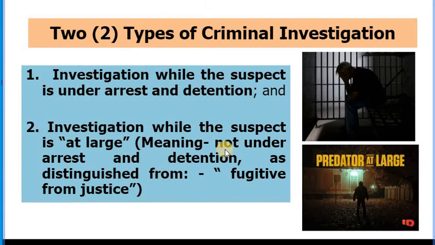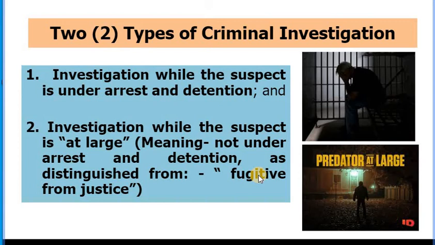So, ma'am, bakit sabi niya, meaning not under arrest and detention as distinguished from fugitive from justice? Pag sinabi naman kasi natin na fugitive from justice, ibig sabihin, criminal na talaga. Masasabi mong criminal ang isang tao kapag sinabi na ng korte na he is guilty beyond reasonable doubt. Hindi mo masabing fugitive ang isang tao kung suspect pa lang siya. Okay? Iba po ang fugitive from justice. Kapag sinabing fugitive from justice, criminal na talaga siya. Meron ng final conviction, pero at large lang siya.